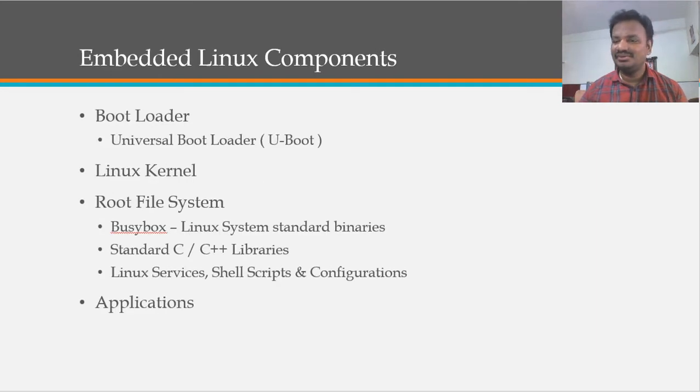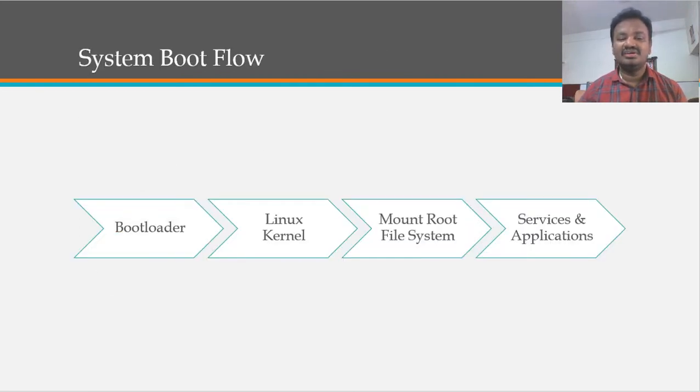Embedded Linux components are bootloader, Linux kernel, root file systems, and applications. Basically, the system boot flow will be: the processor will contain a boot ROM which boots a bootloader, and the bootloader will load the Linux kernel into the RAM, and then it boots that. Once the Linux kernel has booted, it will be given kernel arguments telling it which device to mount as the root file system, and it will mount that root file system. Once the root file system is mounted, it will start running the services and the respective application for the embedded function it was developed for.